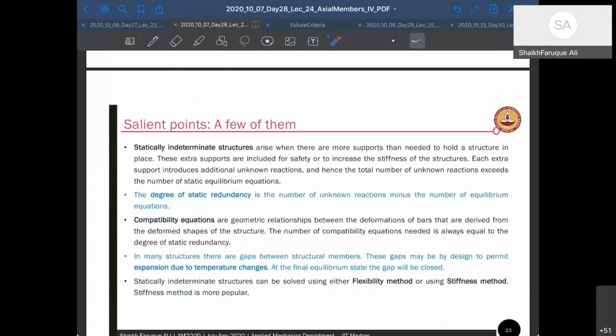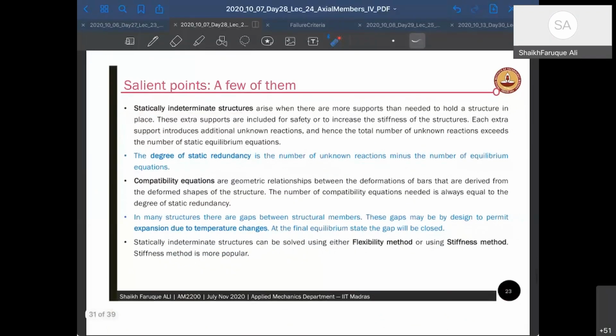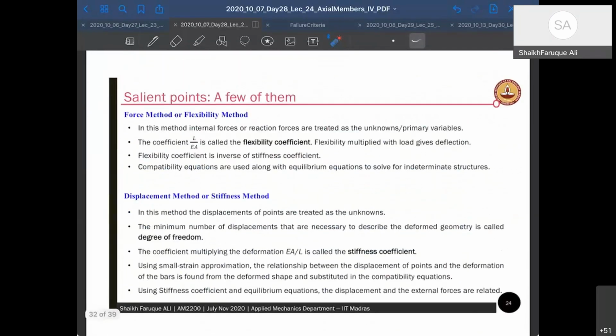What happens when you have a statically indeterminate structure? What is the compatibility equation? Okay, how do you find the degree of static redundancy? All these formal definitions are given here, which you have to read. And then how do you solve in a force method or flexibility method, and how do you solve in a displacement or stiffness method?